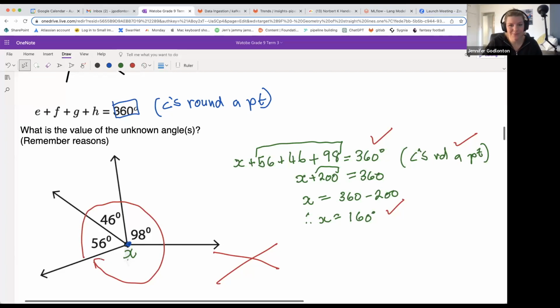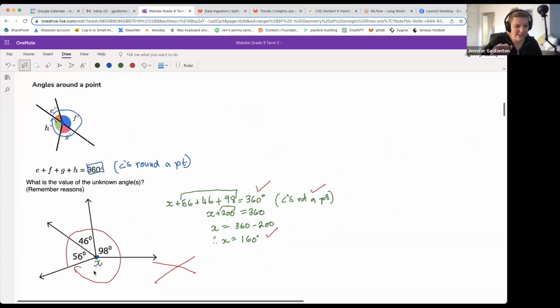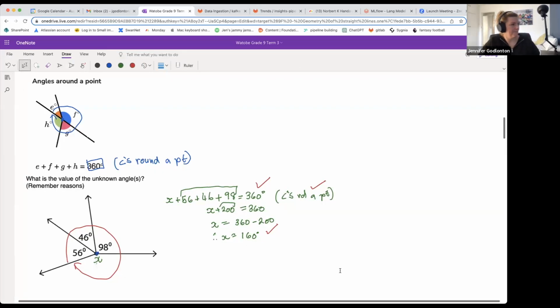Nice job, guys. Hopefully this is bringing back some memories. I'm going to zoom out again so you can take a screenshot if you would like of angles around a point. And then we are going to go into vertically opposite angles. You're doing great, guys. Nice job.